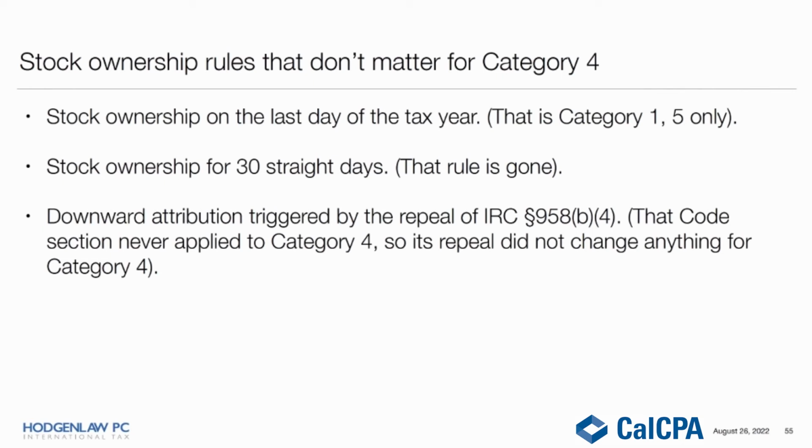And the other one is we get all creeped out about the repeal of Section 958(b)(4), the downward attribution stuff. Not to worry for category 4, because 958(b)(4) never applied to category 4 and its reporting requirements. So repealing it didn't make a difference to category 4 and its filing requirements.